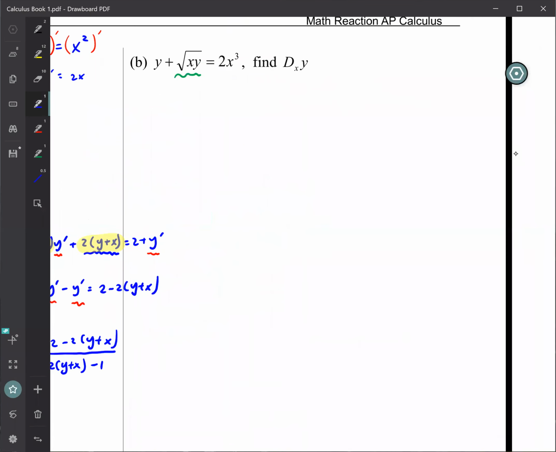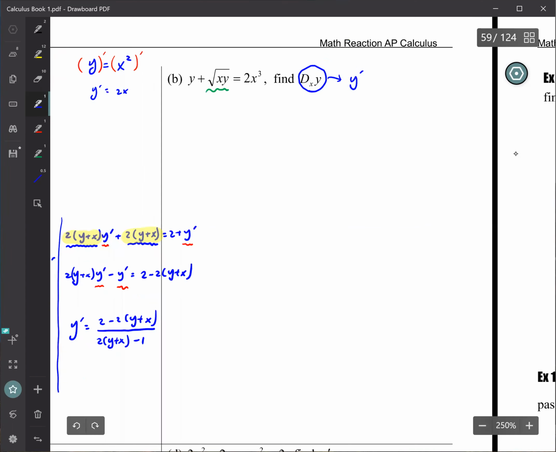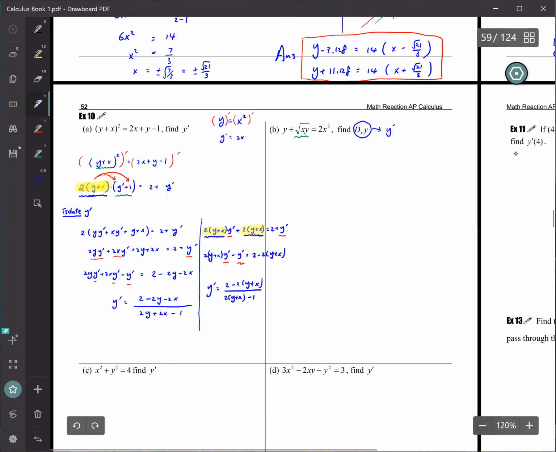And this symbol over here is just another way to ask you y prime, okay? It means the same thing. Derivative of y with respect to x, right? So they put a little x at the corner. So please raise your hand if you have finished question B.